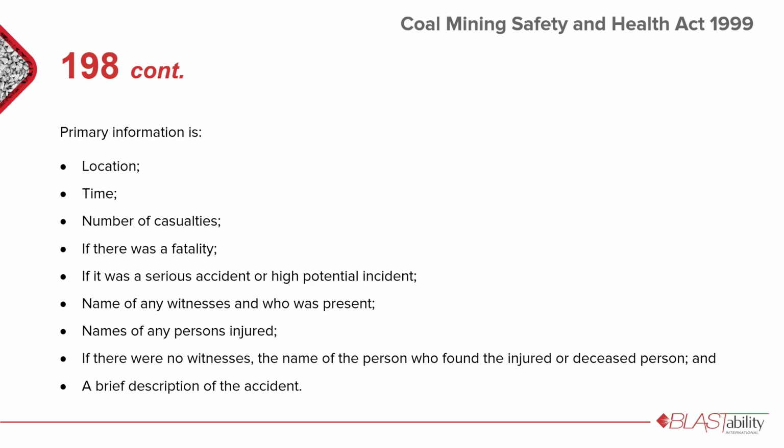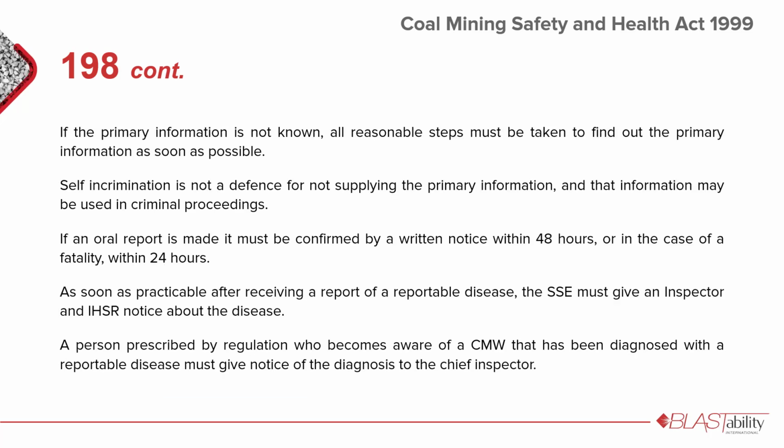Primary information is location, time, number of casualties, if there was a fatality, if it was a serious accident or high potential incident, name of any witnesses and who was present, names of any persons injured, if there were no witnesses, the name of the person who found the injured or deceased person, and a brief description of the accident. If the primary information is not known, all reasonable steps must be taken to find out the primary information as soon as possible. Self-incrimination is not a defence for not supplying the primary information, and that information may be used in criminal proceedings.